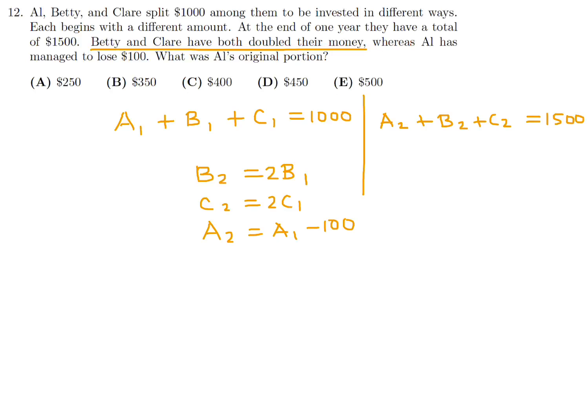All right, so now we have to basically find Al's original portion, so we have to find A1. So where do we go from here? There's lots of things we can do. I'm going to plug everything into here because we have too many variables. I'd like to work with just A1, B1, and C1. So since we have B2, C2, and A2 in terms of those, I'll plug them into here. A1 minus 100 plus 2B1 plus 2C1 is equal to 1,500.